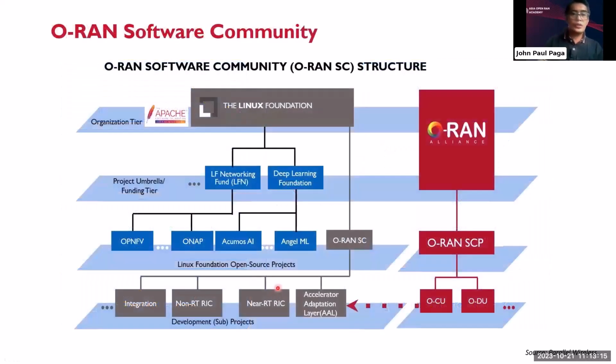We also have the ORAN Software Community, for the open source software needed to deploy Open RAN. It is managed mainly by the Linux Foundation. They are looking at the virtualization of the LF Networking fund, the Deep Learning Foundation, and then for the open source projects, they have OpenMANO, ONAP, Acumos AI, Angel ML, and O-RAN SC, and these are other development projects of theirs.